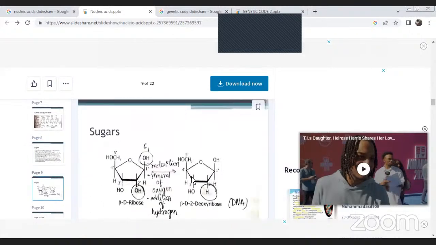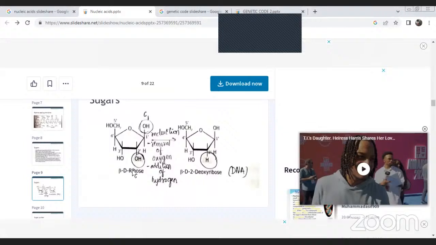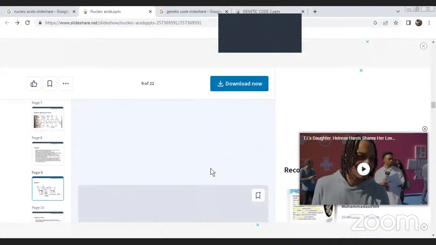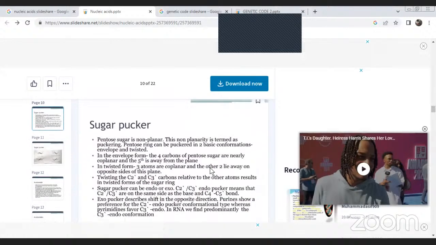These are the sugars. These are the diagrams of the sugars. Ribose and deoxyribose. D-ribose is the RNA sugar. In deoxyribose, the OH group is reduced by the removal of the oxygen and replaced by hydrogen, and they can form deoxyribose, the DNA sugar. These are the sugars. Okay, sugar pucker.